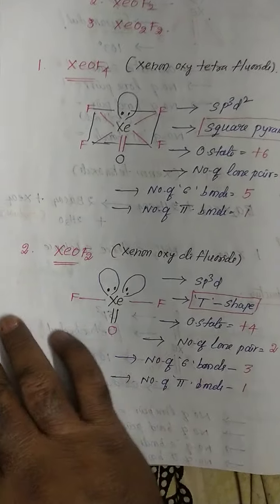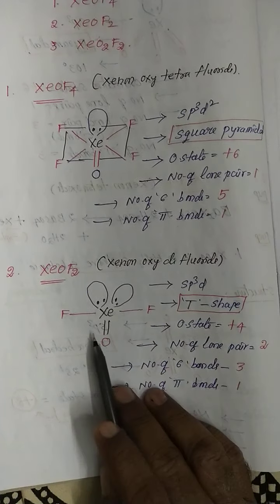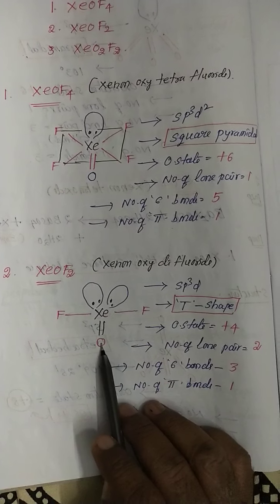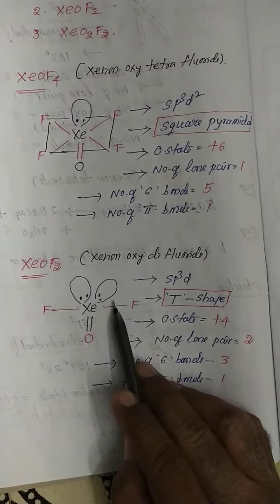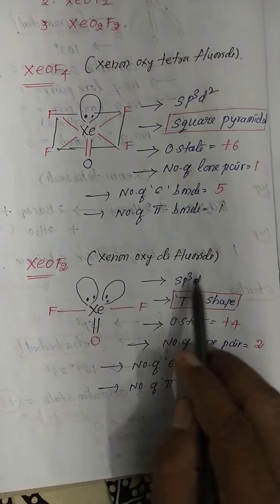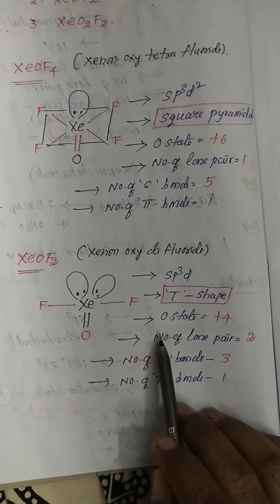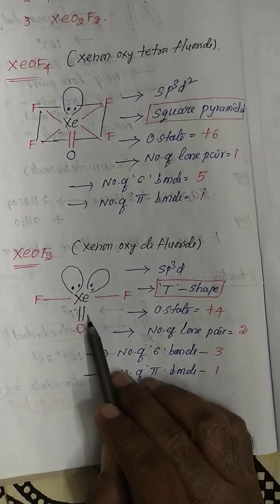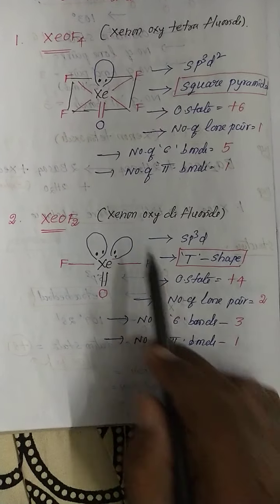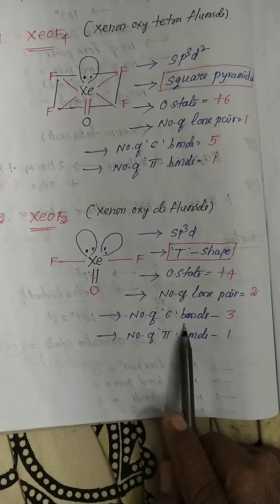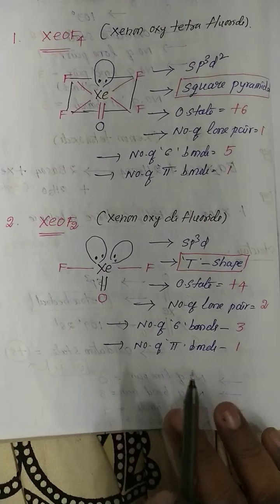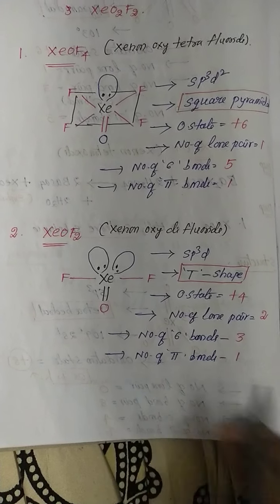Next one, xenon oxydifluoride. Xenon oxydifluoride means xenon is the central atom with 2 fluorines and 1 oxygen. That's why sp3d. sp3d means 2 lone pairs, 2 plus 3, 5, sp3d, T shape. It is a T shape. Oxidation state 1, 2, 3, 4, so +4 oxidation state. Number of lone pairs of electrons 2. Number of sigma bonds 1, 2, 3, 3 sigma bonds. Number of pi bonds only 1. Okay, so this is xenon oxydifluoride.